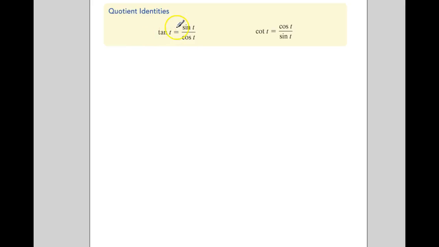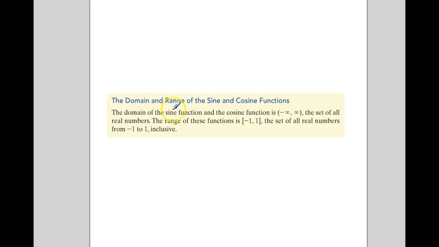Quotient identities. Tangent is sine over cosine. Remember we said tangent before was y over x. Well, y is the sine, x is the cosine, so we can say tangent is sine over cosine, and that is true. That would mean cotangent, since that's the reciprocal of tangent, would be cosine over sine. And earlier on another slide we said that was x over y. So again, that's the same thing. And then the domain and range, we already talked about that. The domain and range of sine and cosine is because of the rotation.